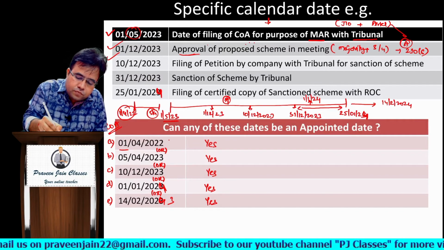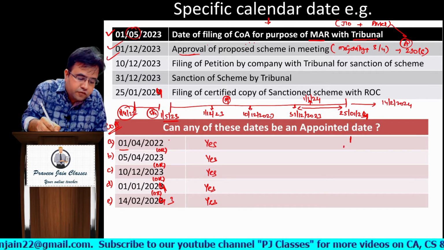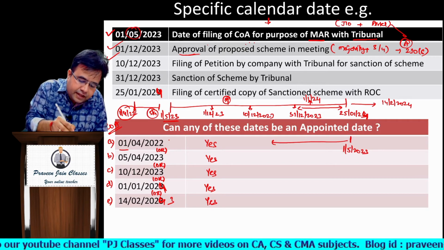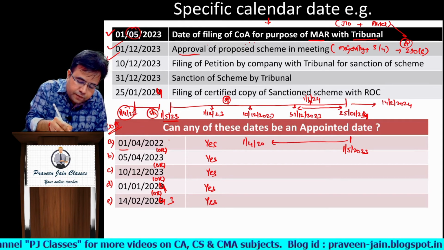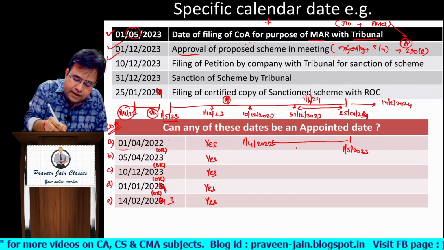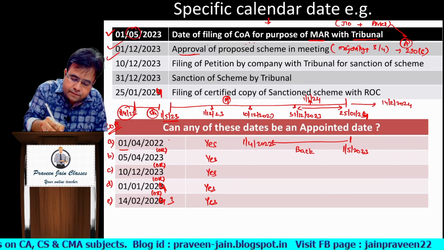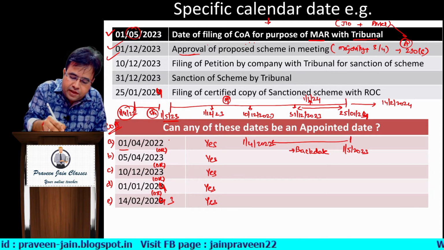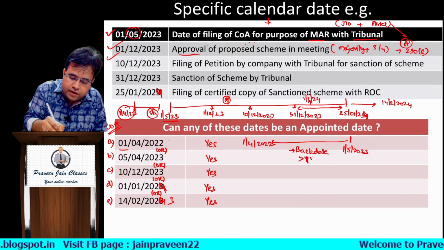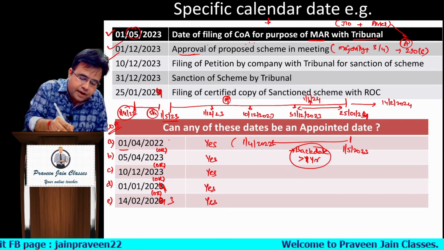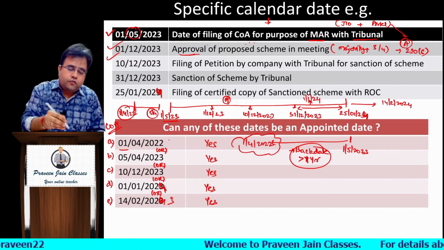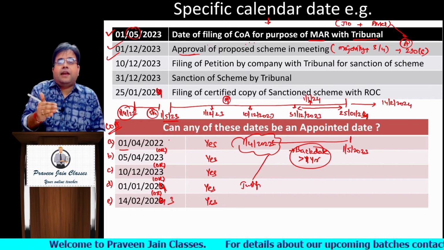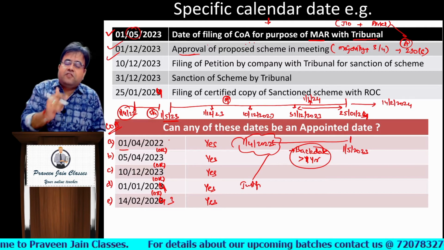Take an example, sir: the application was filed on 1/5/23. Can I say the appointed date is 1/4/2022? Is it backdated? The answer is yes, it is an earlier date, antedated. Is it beyond 1 year? Yes, beyond 1 year. In such a situation, in that scheme you should also mention the justification, why the tribunal should allow you to have this particular date.